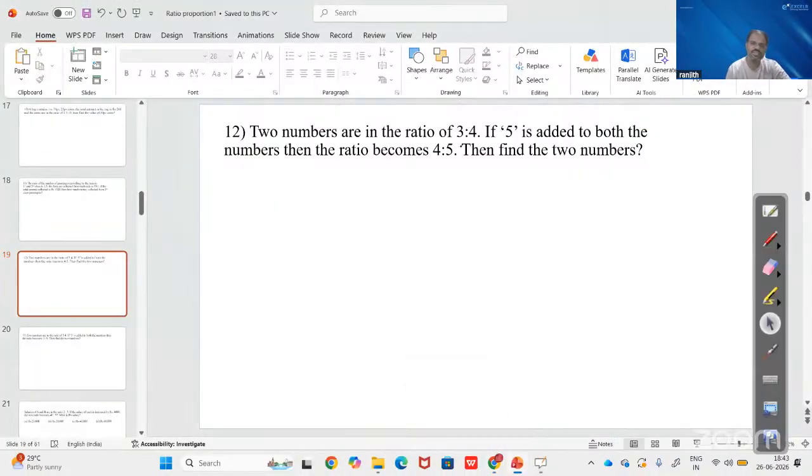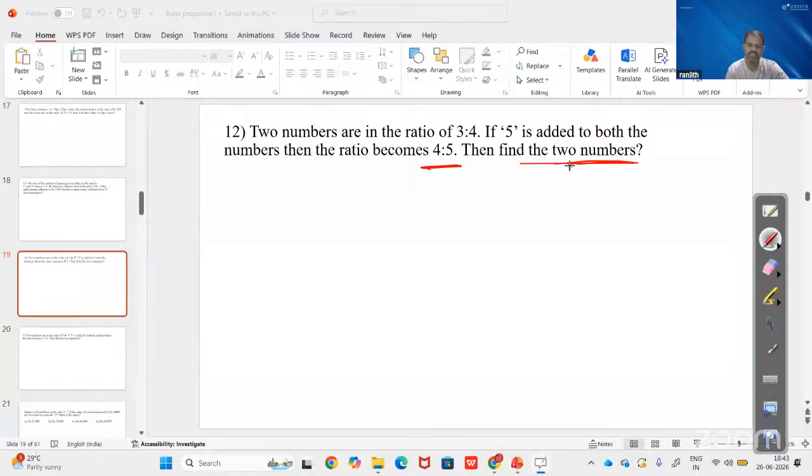So just look at here. Two numbers are in the ratio 3:4. If 5 is added to both the numbers, then the ratio will become 4:5. Then find the two numbers.